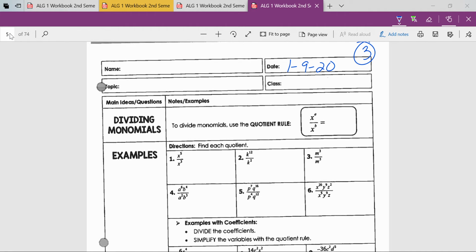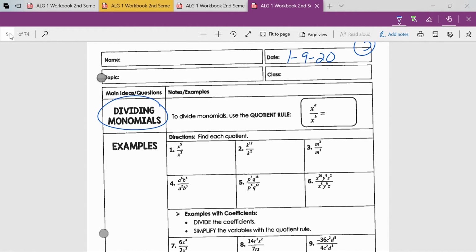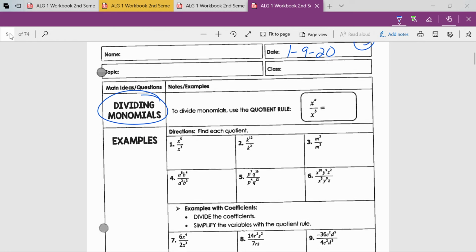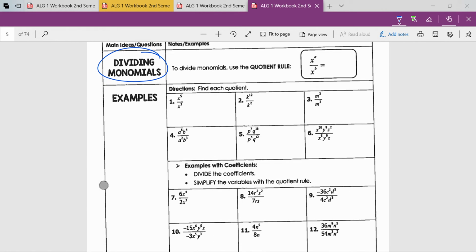Alright, so today we're going to be dividing monomials. Let's do a few examples before we talk about the rule. We have x to the 5th power, which means x is being multiplied by itself 5 times. Oh, that's 4. And then we have x to the 3rd power in the bottom. That means we have 3 x's multiplied by themselves.